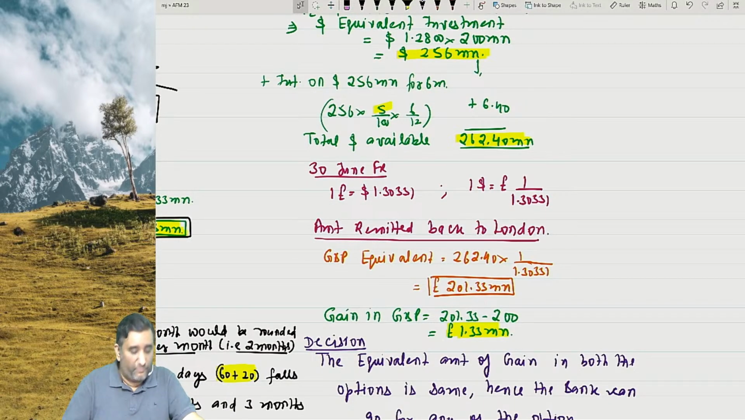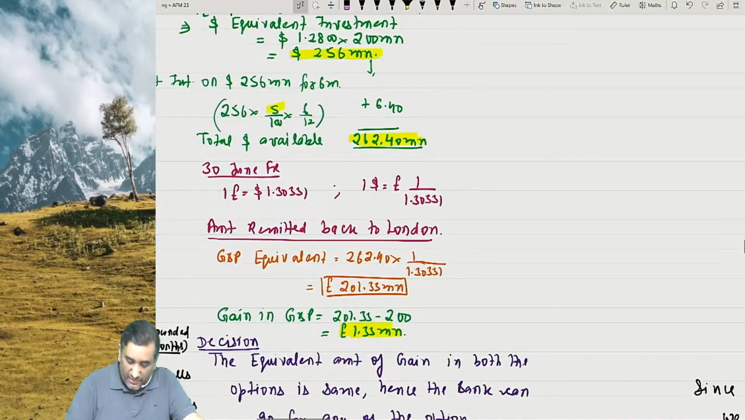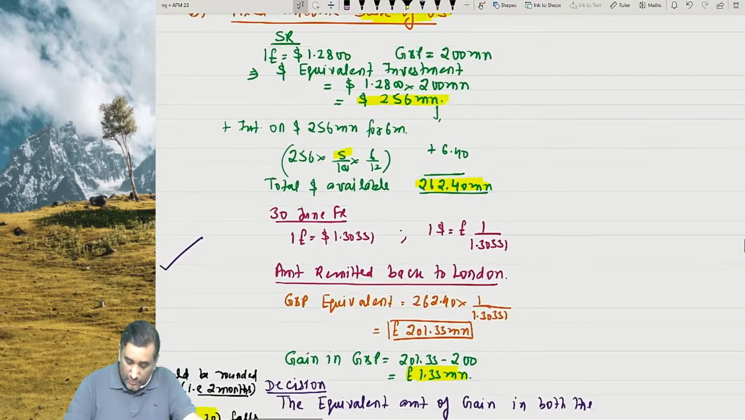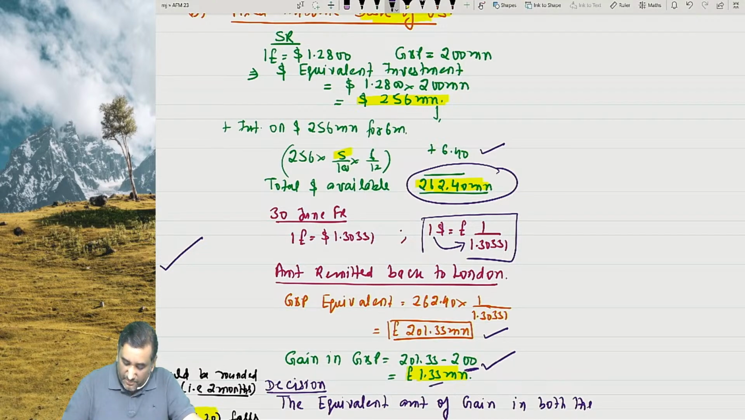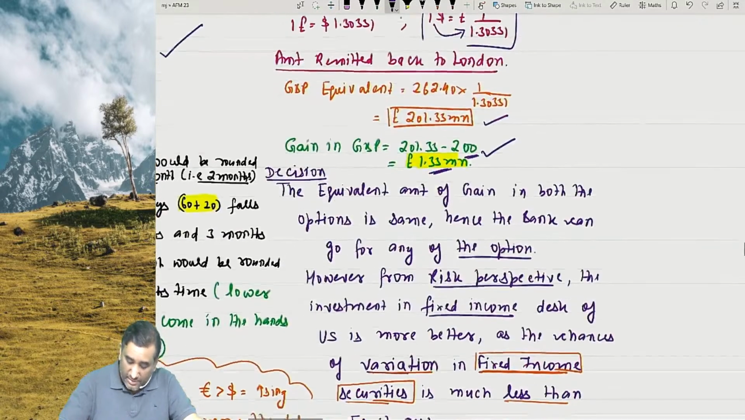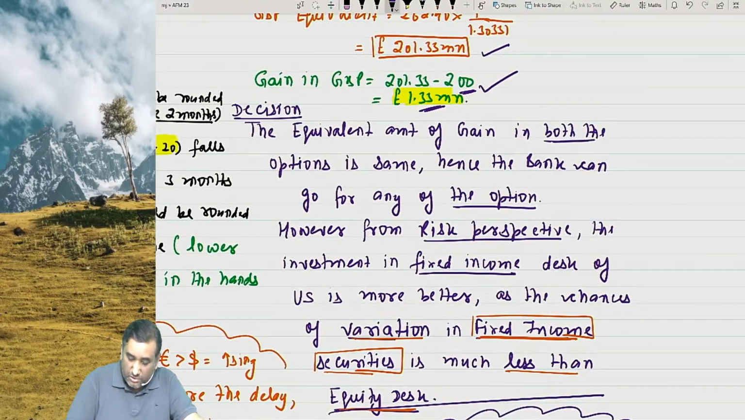1.33. So whether you go to Japan and come back, it's 1.33, and whether you go to the US, it's 1.33, because you'll get interest, then total amount. This total amount when converted back, left hand side confirmed currency, left to right I multiply, I get 201.33, and 201.33 and 200 million was investment, my income is 1.33. So my decision would be based on the equivalent amount of gain, which in both the options is the same, hence the bank can go for any of the options.